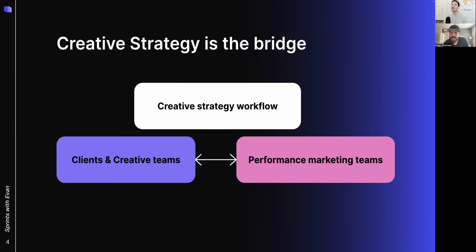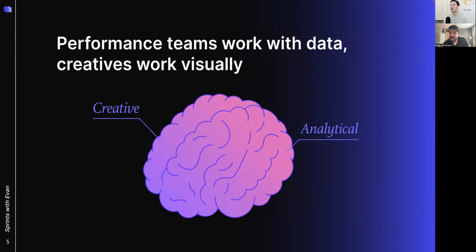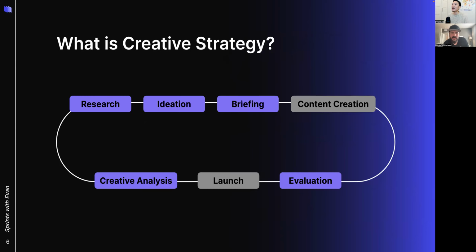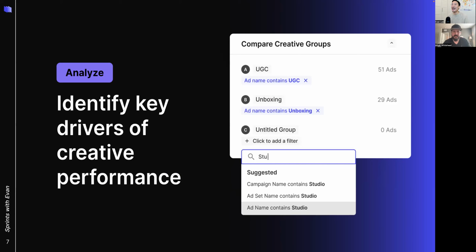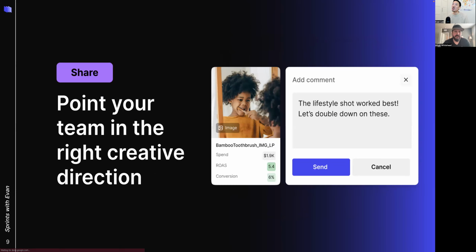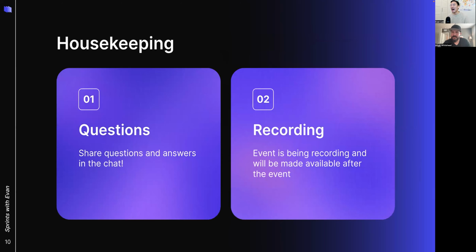So at Motion, when we talk about creative strategy, we want to help bridge that gap between the two teams. We help do that by making it easier to follow a set number of steps to produce the optimal creative that Micah is going to help us dive into. And at Motion, we make it easy to analyze, visualize, and share these insights with everyone involved. Okay, so that's the high level.